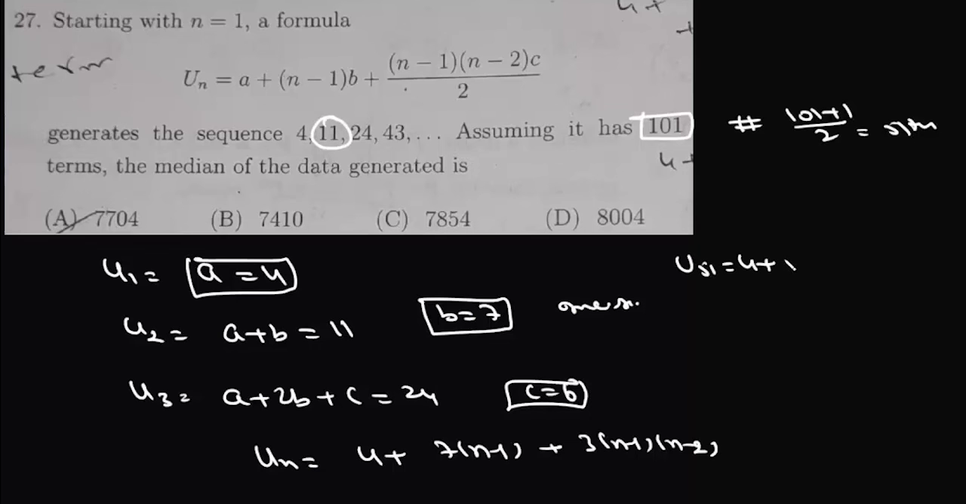So it will be 4 plus 7 into 50 plus 3 into 50 into 49. And that will be 7,704 and that's your option A.